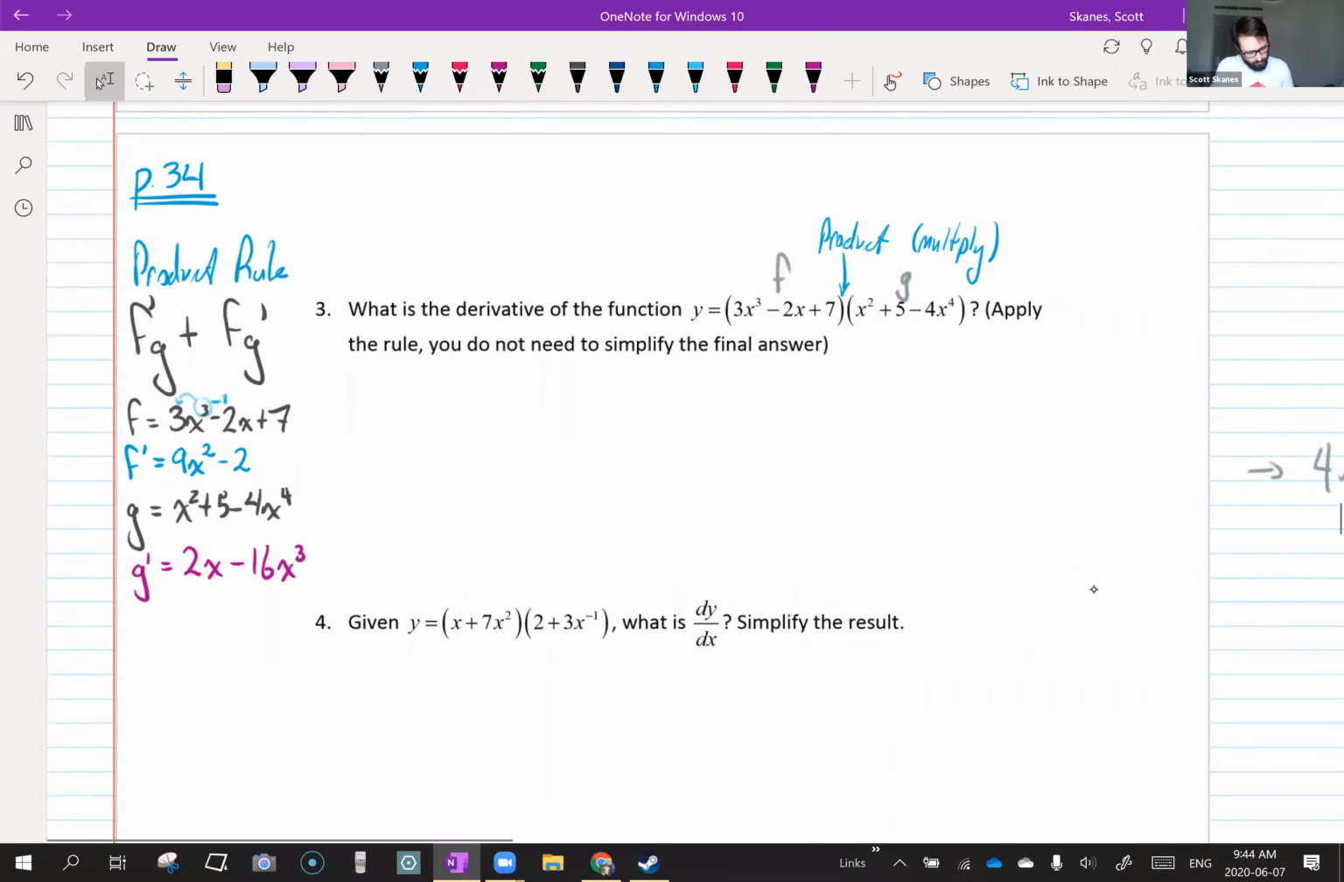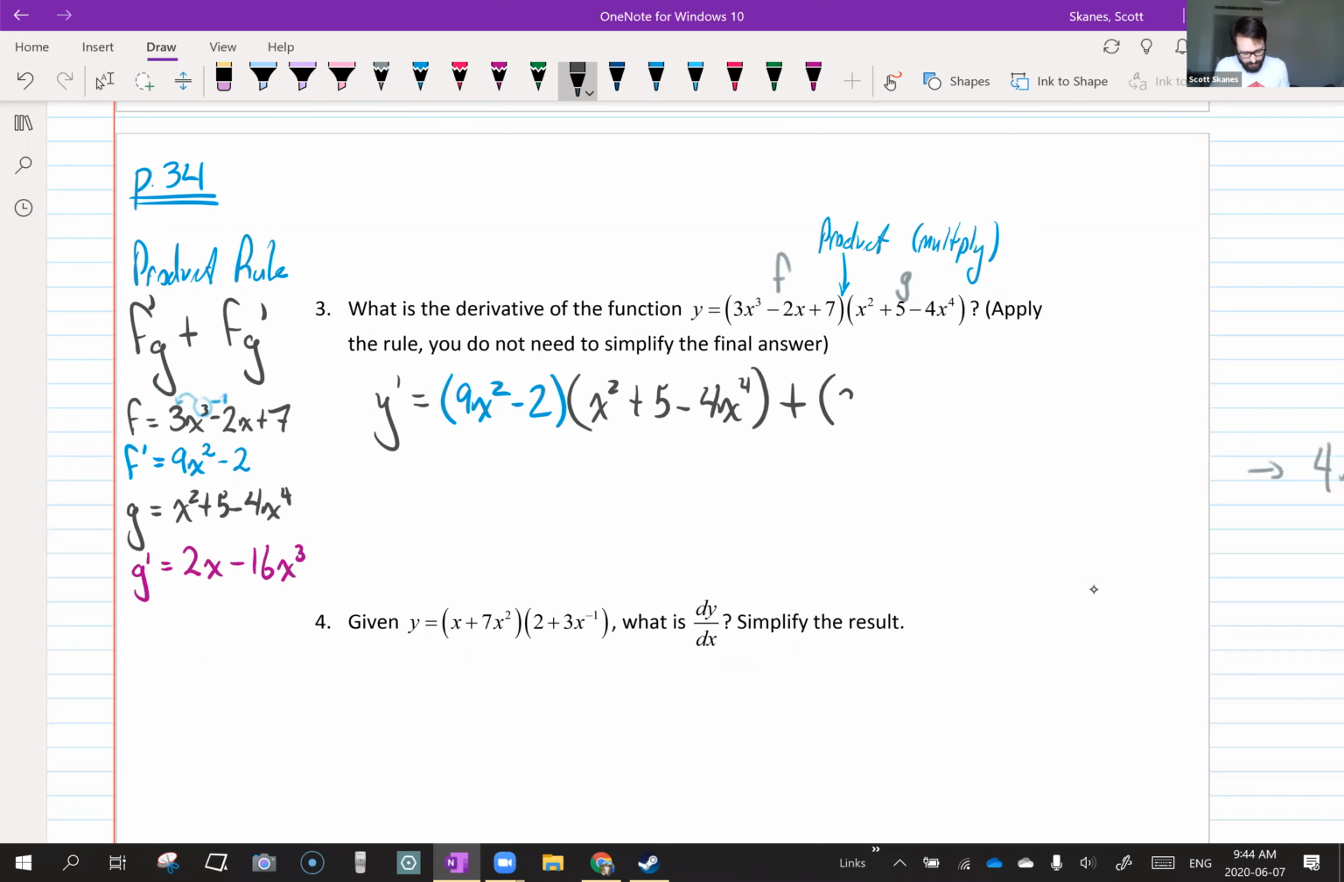Okay, and now our product rule, we're going to slot everything into this rule here. So our derivative, y prime, is f prime first. 9x squared minus 2 times g, so times the second function as is. Don't touch it. Plus the first function as it is, and then the second function, the derivative. That's this piece. I already did this down here separately. You don't need to do it separate. I just did it separately so you would see how it works.